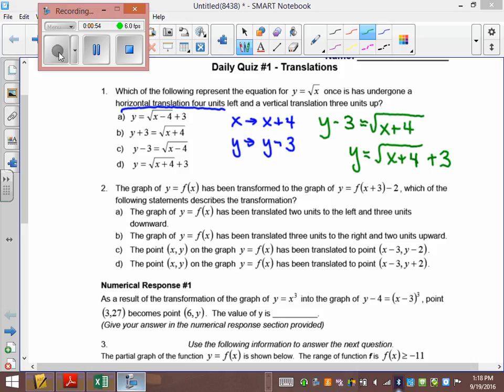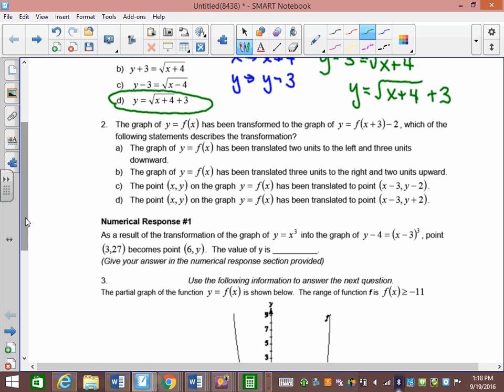So the answer, 2. The graph of y equals f of x has transformed to the graph of y equals f of x plus 3, minus 2. Which of the following statements describes the transformation? So the graph has been translated: horizontal translation 3 left, and a vertical translation 2 down.